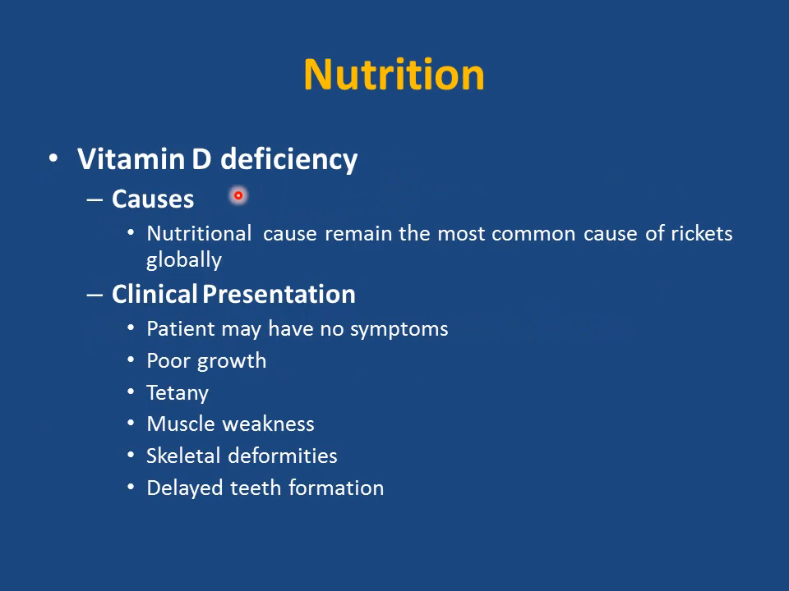Vitamin D deficiency. The common sources of vitamin D are cod liver oil, liver and meat, egg yolk, oily fish like salmon or sardines. The two main sources of vitamin D are fortified food with vitamin D and sun exposure to activate vitamin D in the skin. The most common cause worldwide is nutritional vitamin D deficiency. Clinical presentation: patients may have no symptoms at all. Poor growth or growth failure, tetany because of hypocalcemia, muscle weakness, skeletal deformities, delayed teeth formation.